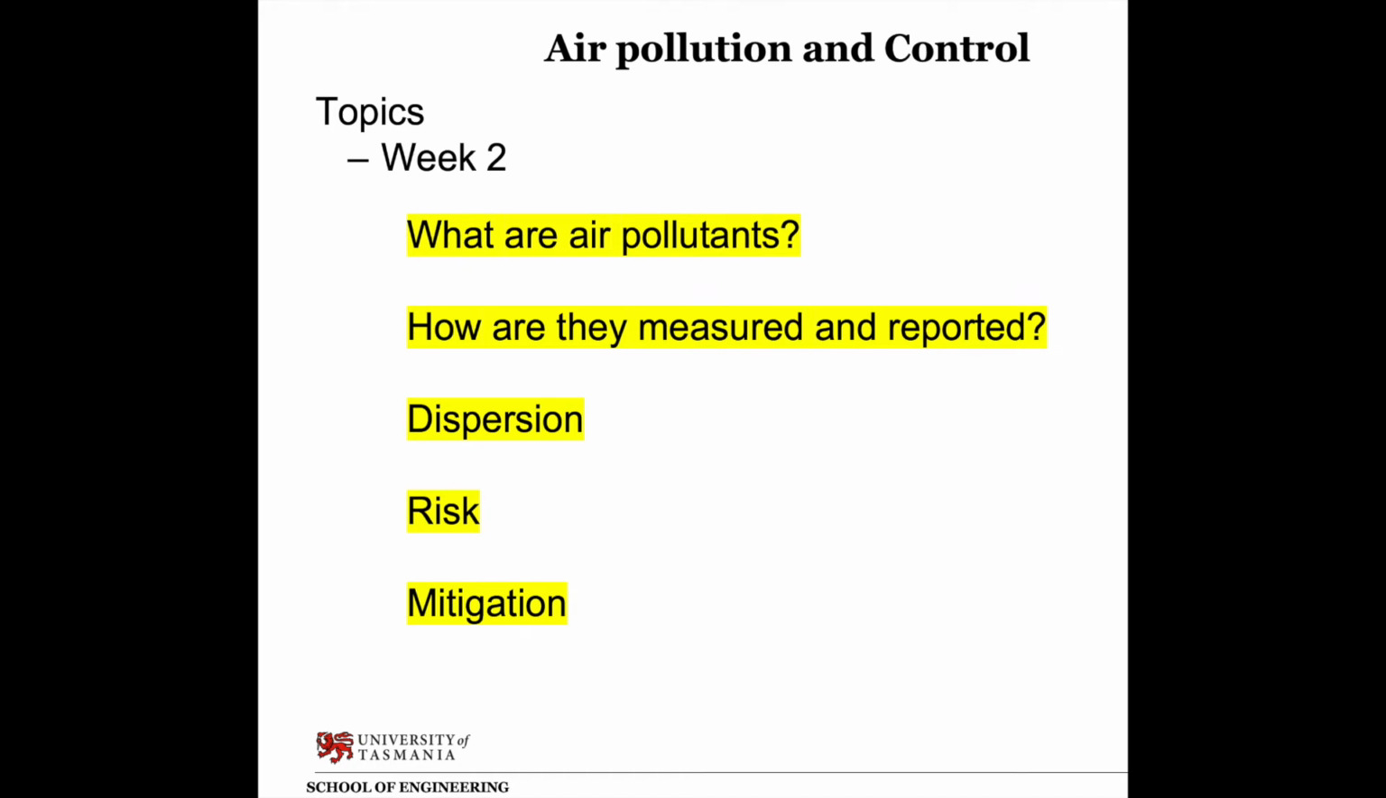In this video, I'll be looking at the first two topics in week 2, which are asking the question, what are air pollutants and how are they measured and reported. I'll go on later, in another video, to talk about dispersion. That will involve some meteorology, weather patterns and so on. And then we'll talk about things like the health aspects, the risk associated with airborne pollutants, and what we can do to mitigate those risks.